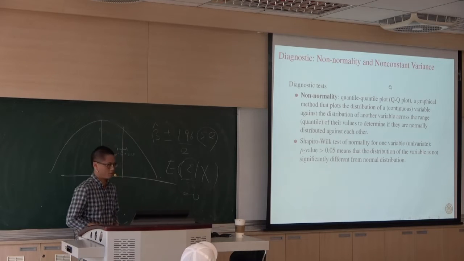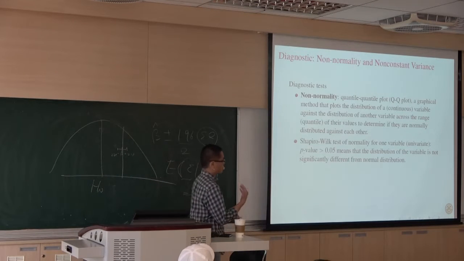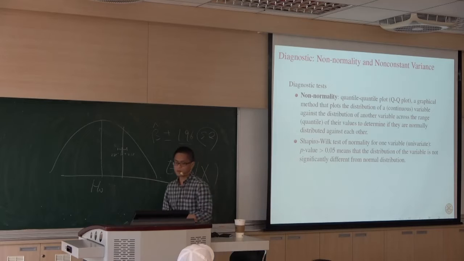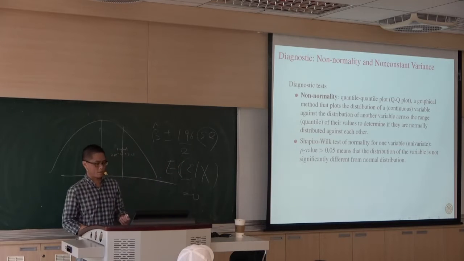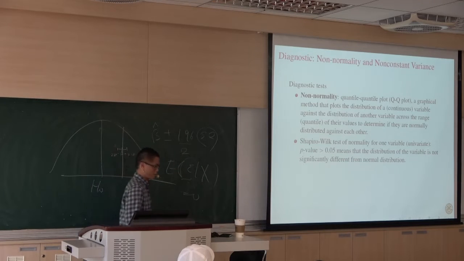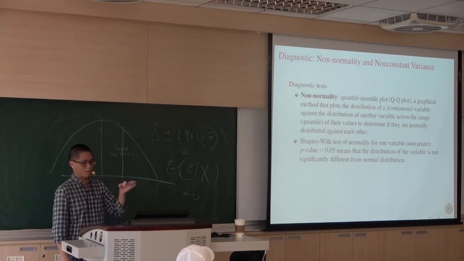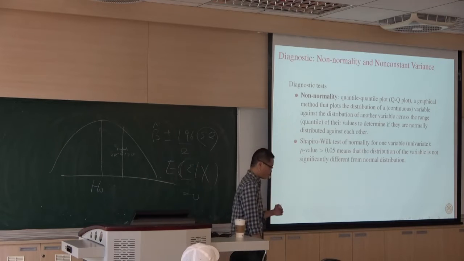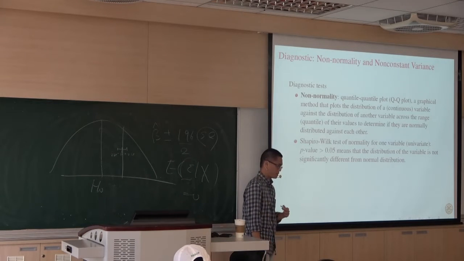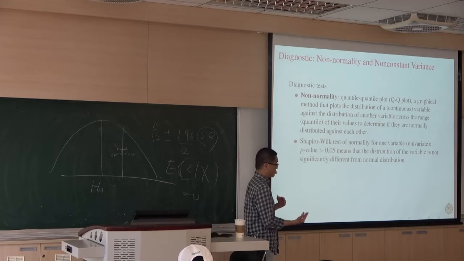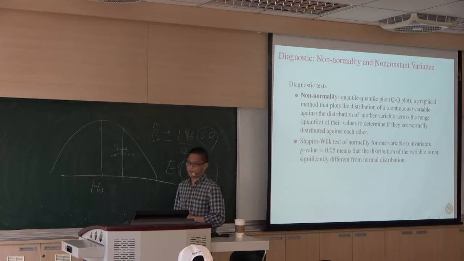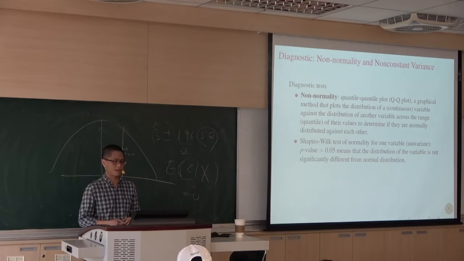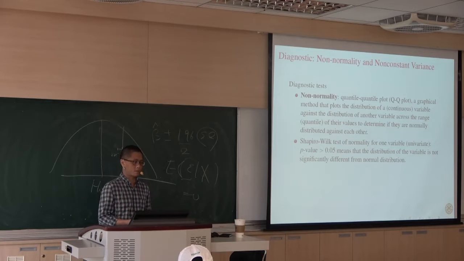So there are a couple of diagnostic tests that we can apply to those models. One is called the Shapiro-Wilk test, a test for normality of one variable. You can apply this on one variable in the data. If it generates a p-value larger than say 0.05, meaning a 95% confidence level, it means that the distribution of the variable is not significantly different from normal distribution.